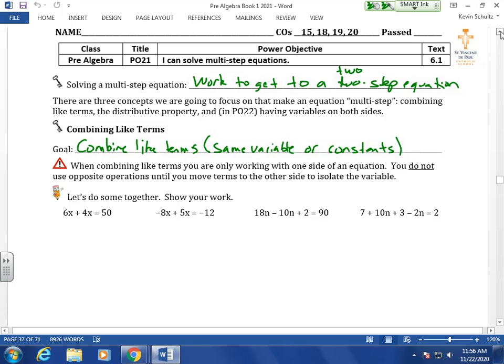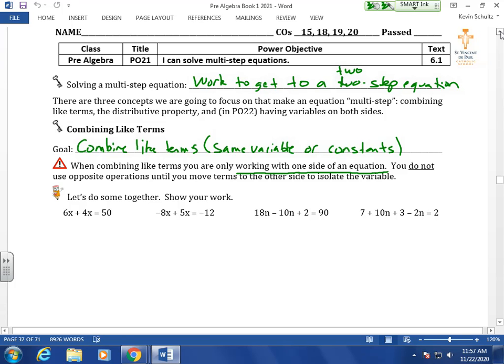The biggest mistake that gets made when combining like terms is, remember that if you're simplifying an expression, you're only working with one side of an equation, meaning that you do not use opposite operations to combine like terms. You only use opposite operations when you're moving something from one side to the other, right? When we were doing PO15, we didn't talk about opposite operations at all. We didn't introduce opposite operations until we started to solve equations and move terms from one side to the other. Okay, if you're not moving a term, you're just combining it, you're not using opposite operations.